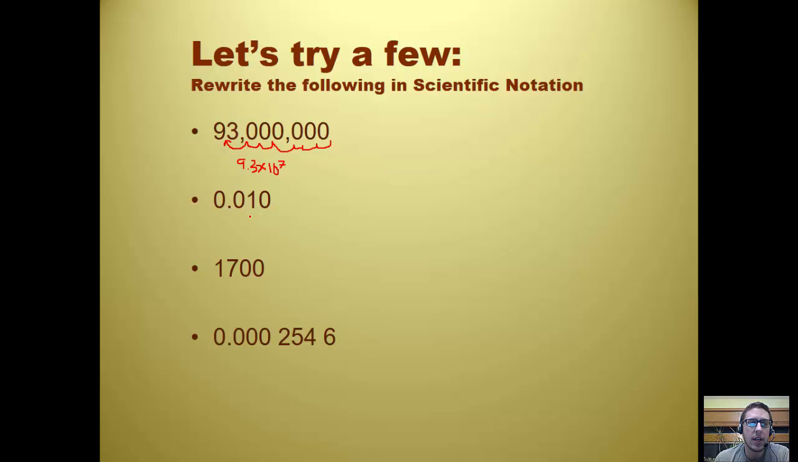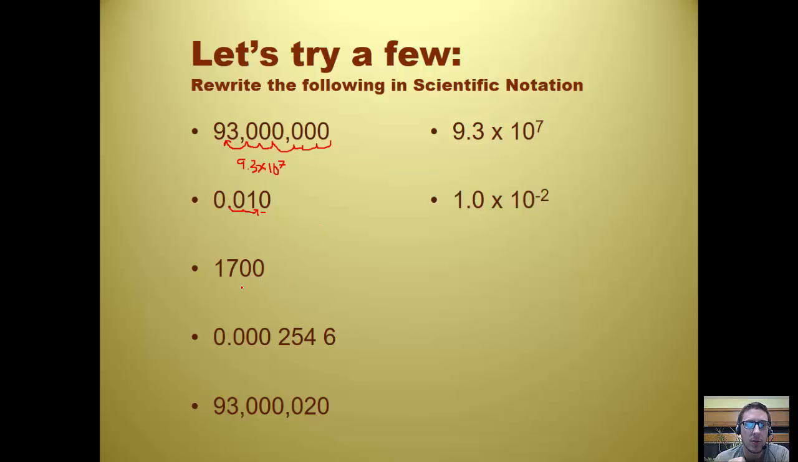So let's get through all these. All right, like I said, 9.3 times 10 to the 7. Let's figure this one out. We want it, again, to be one digit in front, so we're going to move to the right. We're moving smaller, and we move 1, 2 times. That means it's going to be 1.0, remember this is significant, times 10 to the negative 2.